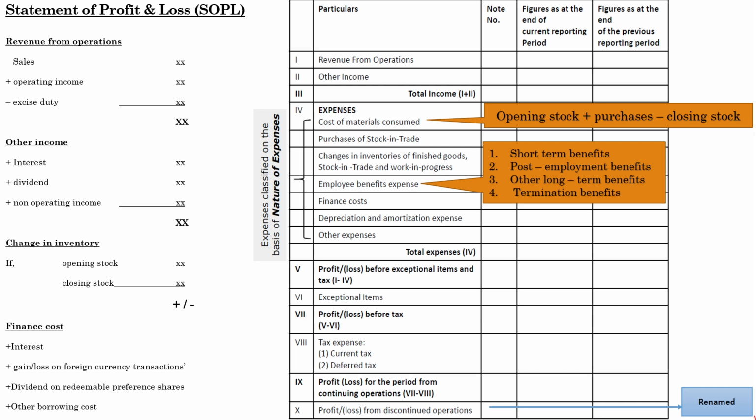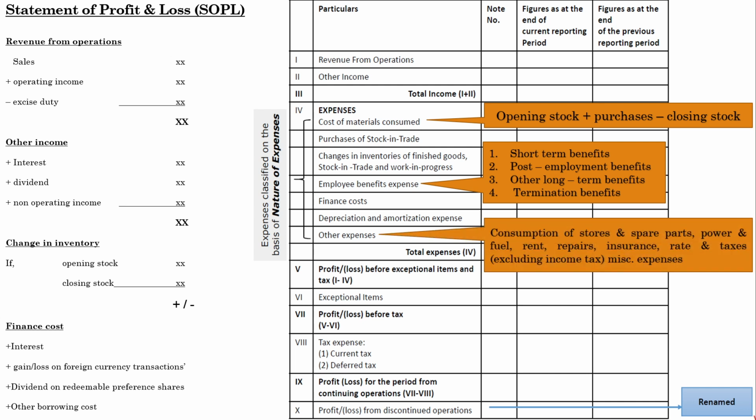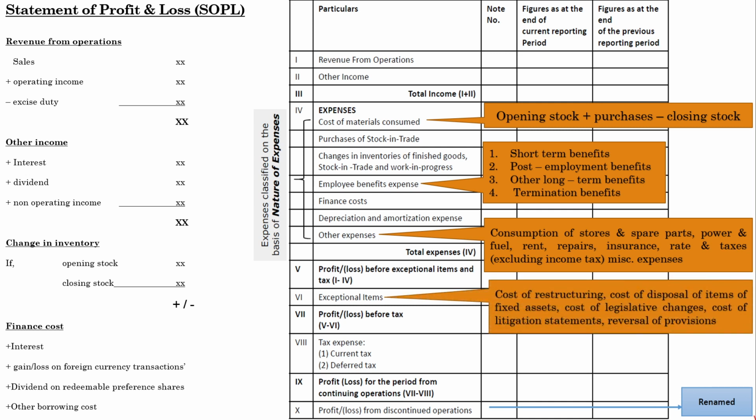So let us go to the next one. Other expenses, we have discussed those. And exceptional items, we have discussed exceptional items. These are examples of exceptional items: cost of restructuring, cost of disposal of items of fixed assets, cost of legislative changes, cost of litigation settlements, and reversal of provision. These items should be directly given, so you can easily identify them.